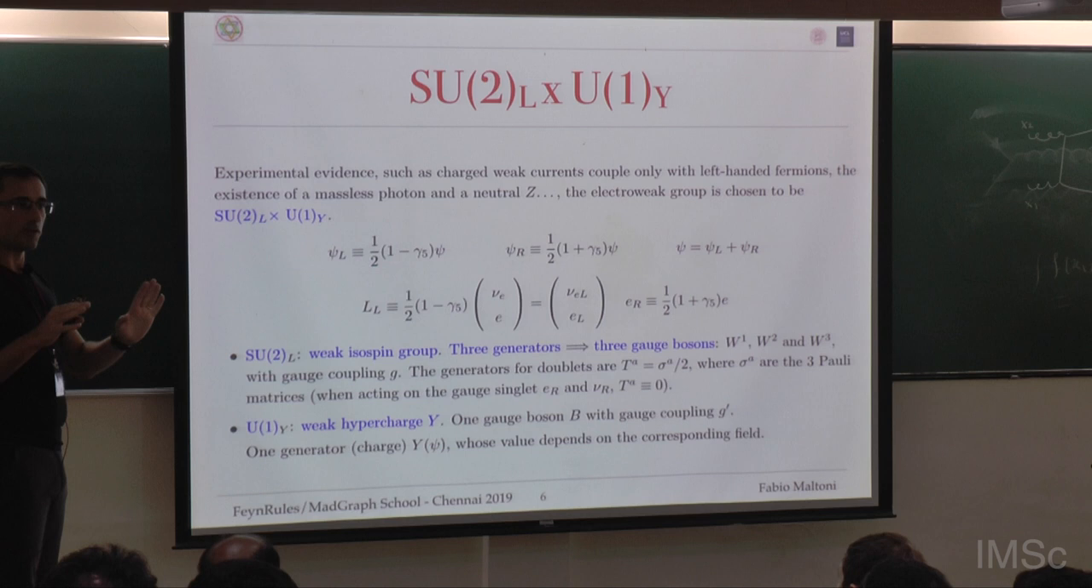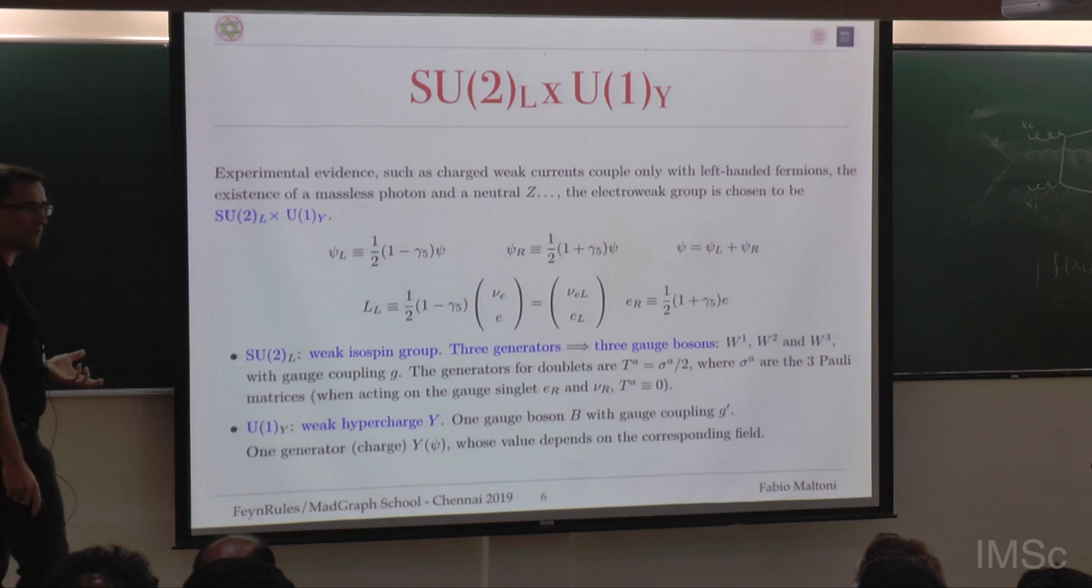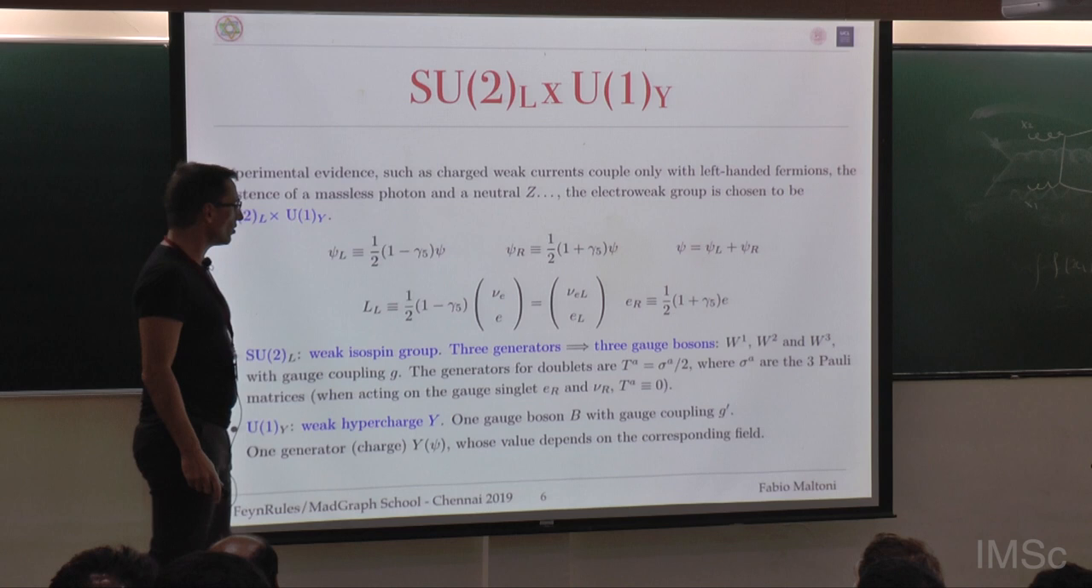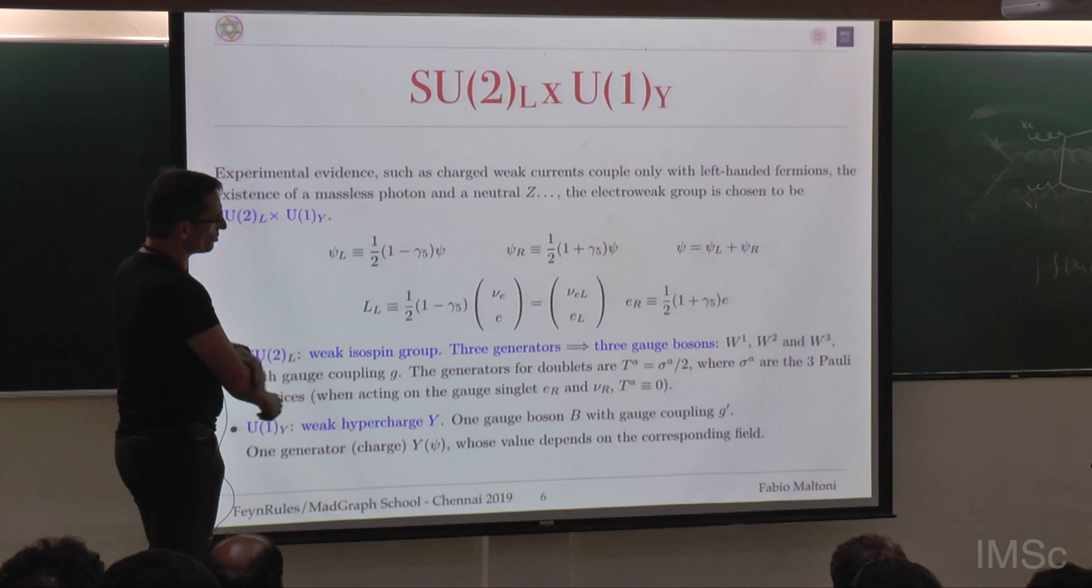Okay. As I said, one of the features of the standard model is that the left-handed spinors and the right-handed spinors transform differently under the gauge group. The left-handed ones are in a doublet of SU2, and this is called the weak isospin. There are three generators in SU2, so three gauge bosons, which we call W1, W2, and W3.